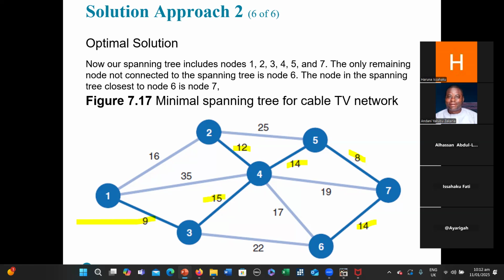Now, if you did not do this calculation, you would have just connected the communities haphazardly, and you would end up using more cable length than required. So solutions of this nature help you to save money and valuable resources for that matter.